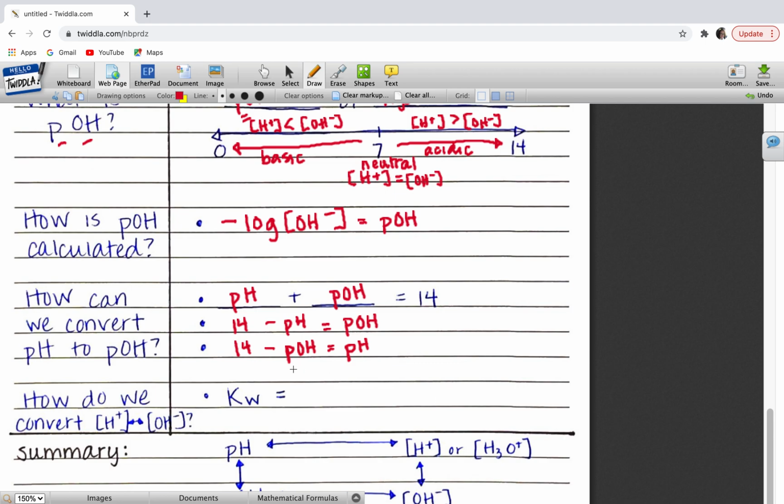So if you're given a basic substance and you calculate your pOH using this formula, but they've asked for pH, it's very easy. You just take the value you calculated, subtract from 14, and that'll convert it to pH.